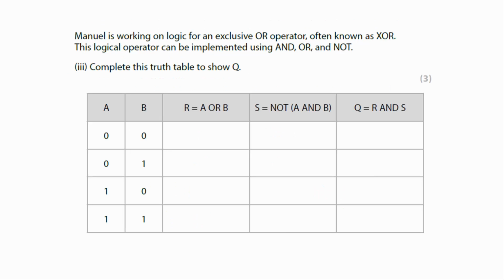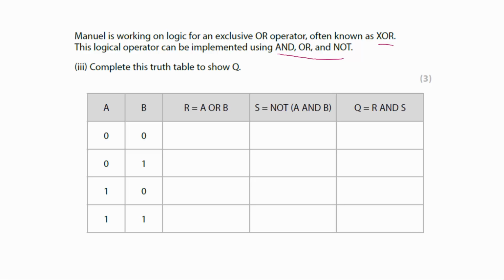So Manuel's been pretty busy. He's now working on logic for an exclusive OR operator, and this can be implemented using our 3 basic ones. So you don't need to know about exclusive OR for this course, but there are lots of other operators that are implemented using the 3 basic ones you do need to know about. So we have to complete this truth table to show Q for 3 marks. So let's take it step by step.